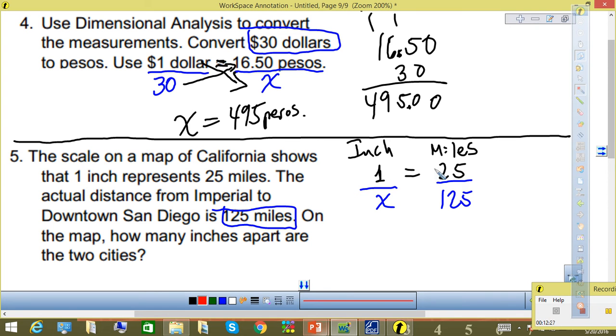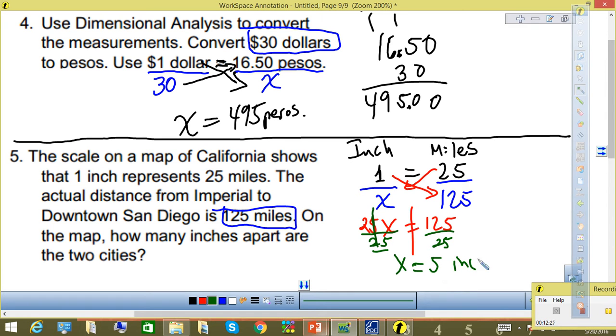Let's cross multiply. So this is 25x equals 125, and we solve, yes? So therefore, divide by 25, divide by 25, x equals 5. 5 what? Inches. 5 inches.